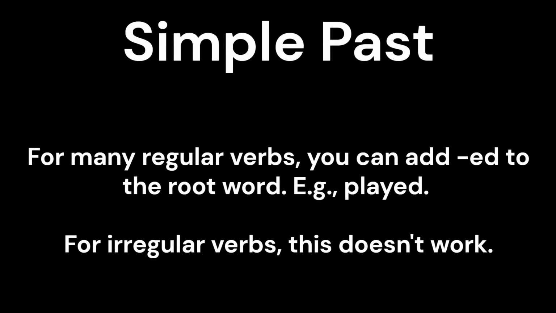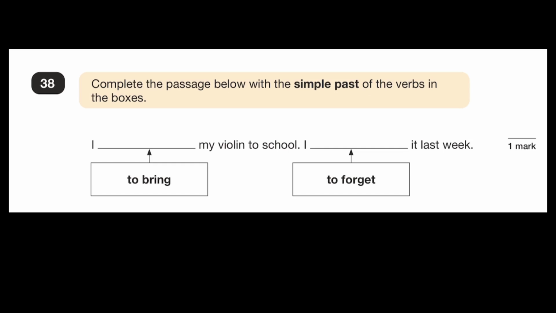So now we're going to learn about the simple past. So for many regular verbs you can add ed to the root word, such as play becomes played in the simple past. But for irregular verbs this doesn't work at all. So now we're going to have a go at a SATs question.